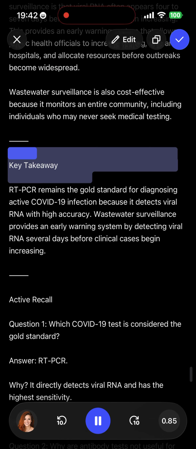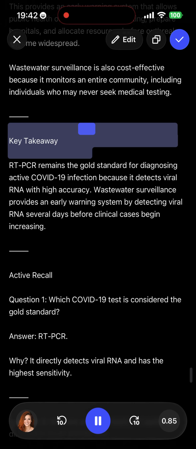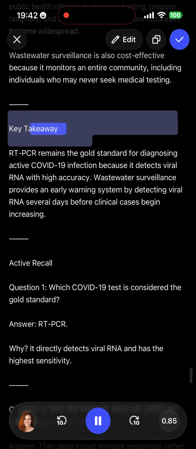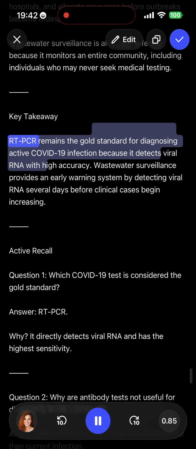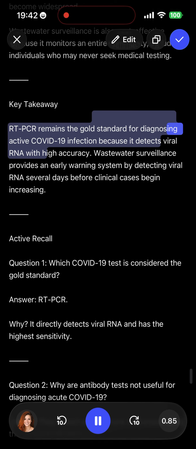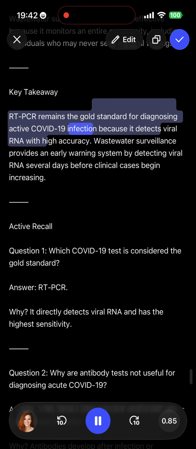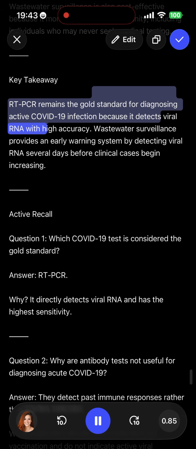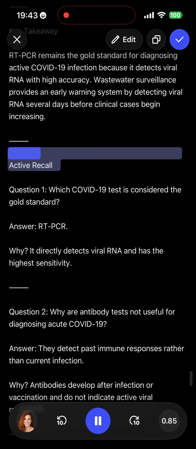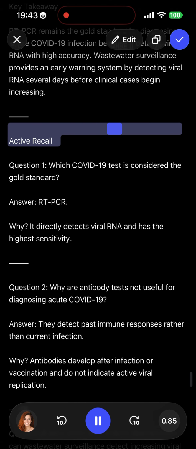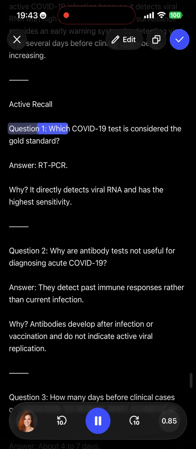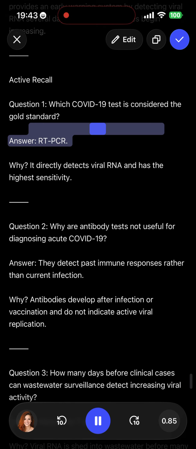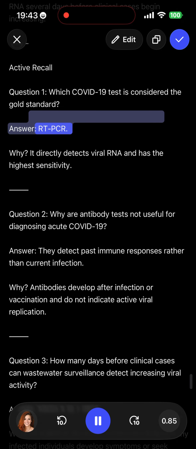Key takeaway: RT-PCR remains the gold standard for diagnosing active COVID-19 infection because it detects viral RNA with high accuracy. Wastewater surveillance provides an early warning system by detecting viral RNA several days before clinical cases begin increasing. Active recall. Question 1. Which COVID-19 test is considered the gold standard? Answer: RT-PCR. Why? It directly detects viral RNA and has the highest sensitivity.